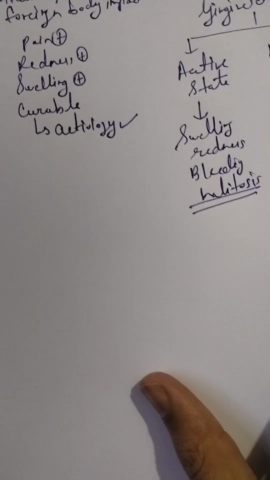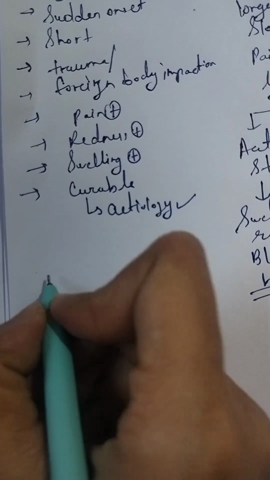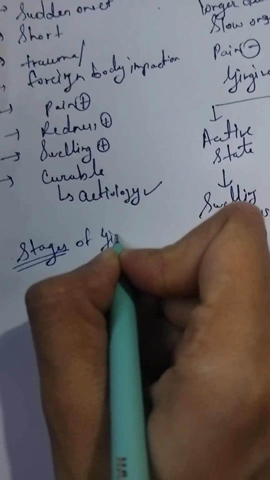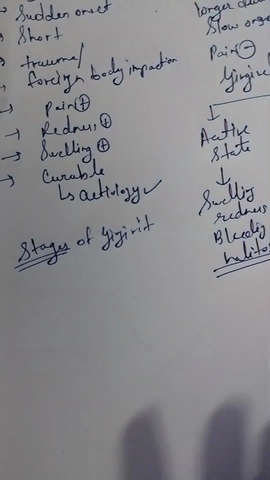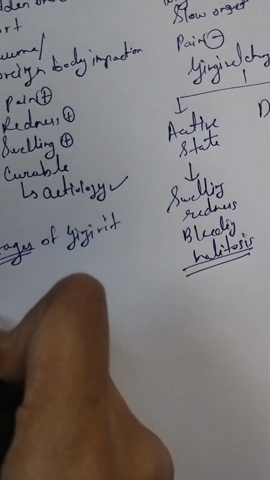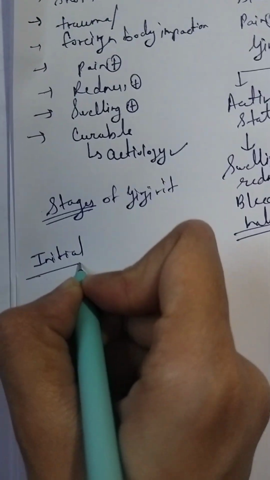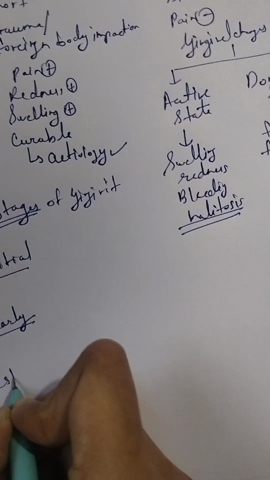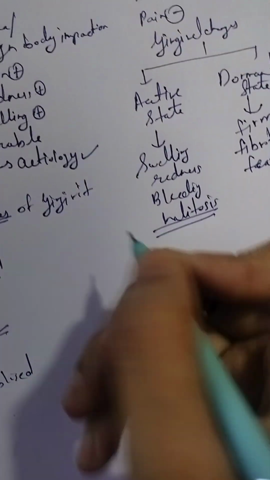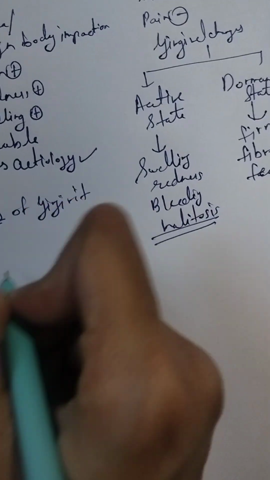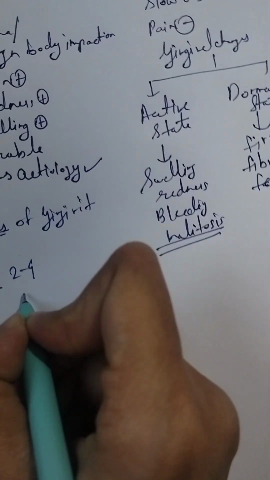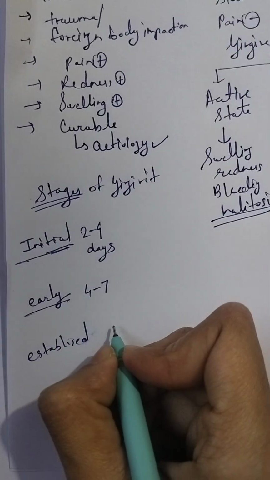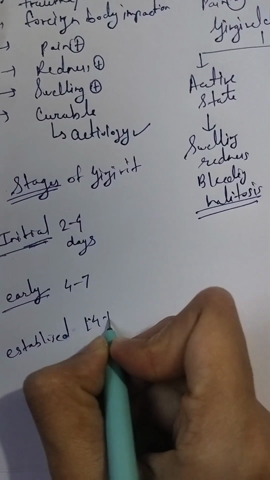So our next concept is the stages of gingivitis. There are basically three stages: initial stage, early lesion, as well as established one. Initial stage occurs in 2 to 4 days, early occurs in 4 to 7 days, and established occurs in 14 to 21 days.